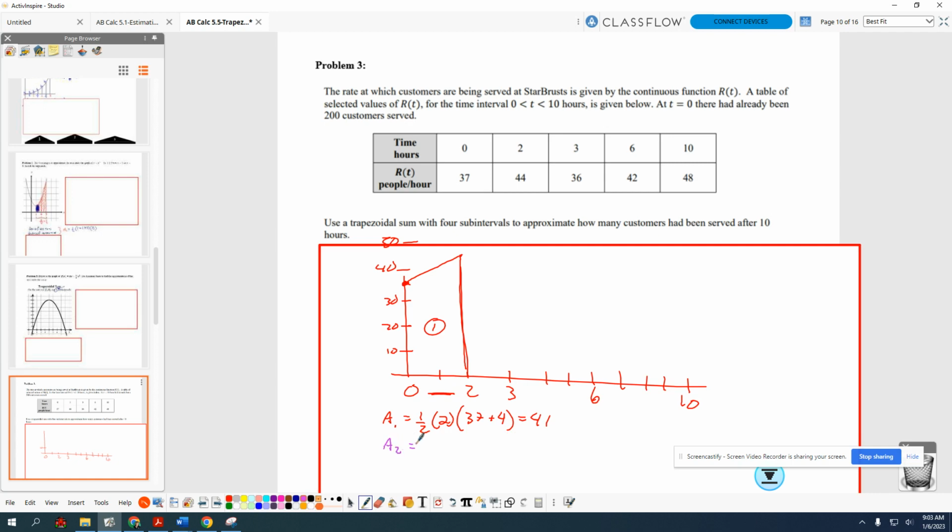Trapezoid 2 is going to be right here, 3 and 36. One half the base, the difference between 2 and 3 is 1 unit. So trapezoid 2, the height here at 2 is that one's base 1, and this height here is this guy's base 2, so we're going to add 44 and 36. And trapezoid 2 gives me a 40.